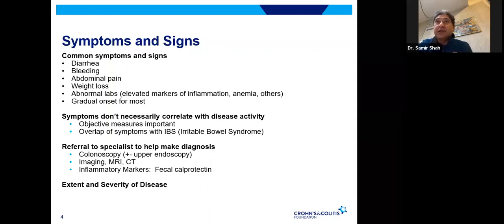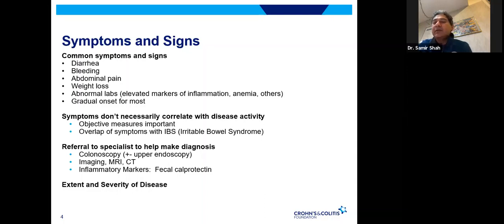Referral to a specialist by your primary care provider can be helpful early on to make the diagnosis, and we'll consider colonoscopy and in certain patients upper endoscopy. Our pediatric colleagues will often do upper endoscopy with colonoscopy because they see more upper GI involvement in kids compared to adults, and if they're going to put a kid through a test, they want to get all the information they can. Imaging, again, we focus on MRI and CAT scan, with MRI being preferred because of no radiation. And the inflammatory markers, we'll talk about fecal calprotectin.